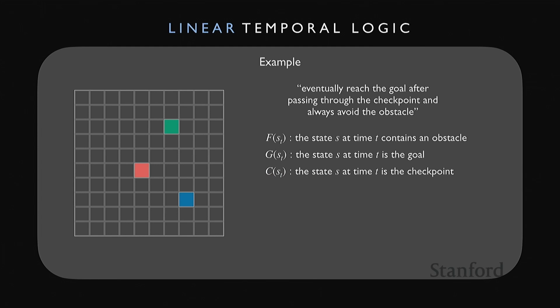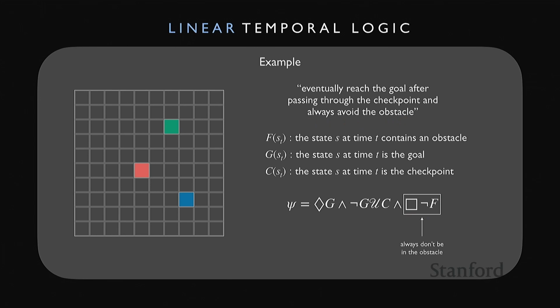And then we're going to use these predicates now to define our property. And so we get this long formula here. It's just breaking down each part of this specification. This first part is that diamond symbol, which is eventually reach the goal. That was the first part. Then this next part, not G until C, that's saying don't reach the goal until you've reached the checkpoint. So then that's again, eventually reach the goal after passing through the checkpoint. That's what this part takes care of. And then we have, and always don't be in the obstacle. So, and always avoid the obstacle.